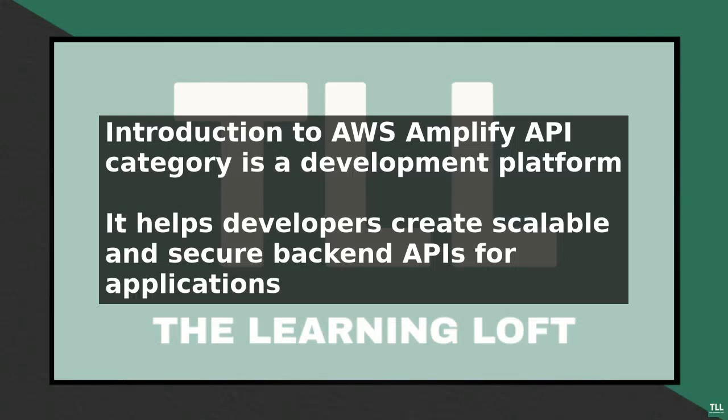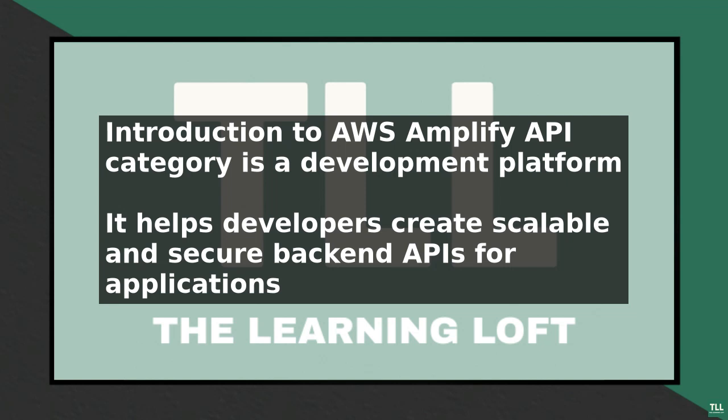Introduction to AWS Amplify API category. The AWS Amplify API category is a development platform provided by Amazon Web Services that helps developers create scalable and secure backend APIs for their applications.